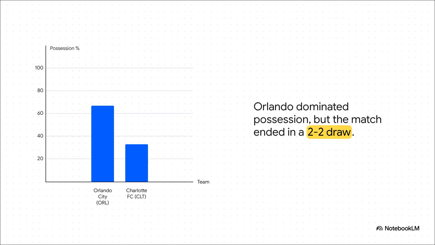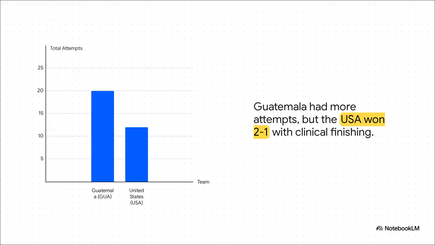Nope, not necessarily. Just take a look at this MLS game between Charlotte and Orlando. Orlando City had a jaw-dropping 67% of the possession. They absolutely dominated the ball. And the final score? A 2-2 draw. So here's the thing. Having the ball is one thing, but what you do with it, that's what really counts. And this same idea applies to shot attempts.